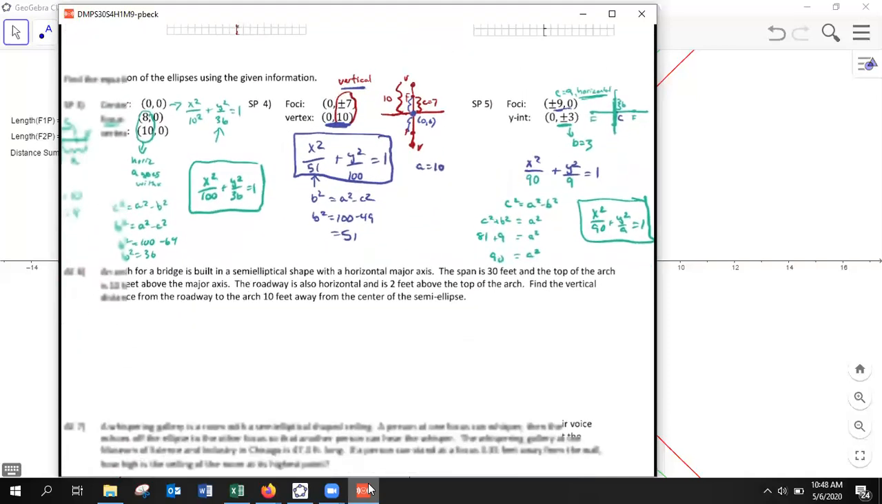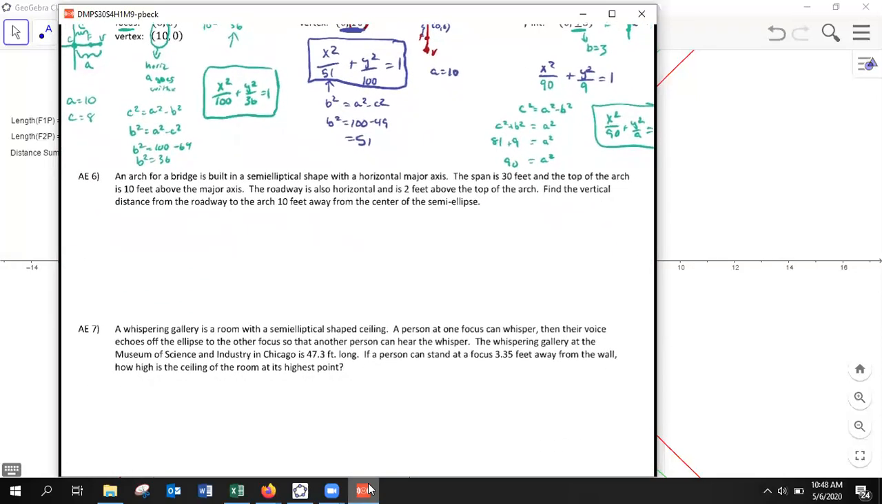Okay. A couple applications, and again, a lot of the times we put our applications so that they are centered at the origin because it makes life a little bit easier. So an arch for a bridge is built in a semi-elliptical shape. So if I have a semi-elliptical shape, let me go ahead and draw it out, and I would do this in a different color. Here's my semi-elliptical shape, and it says a horizontal major axis.